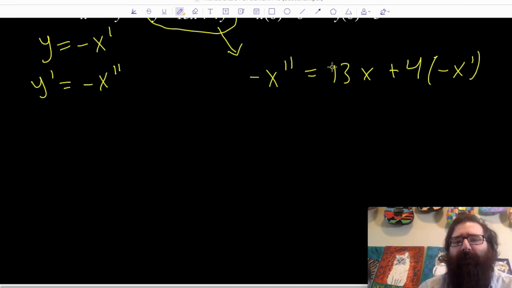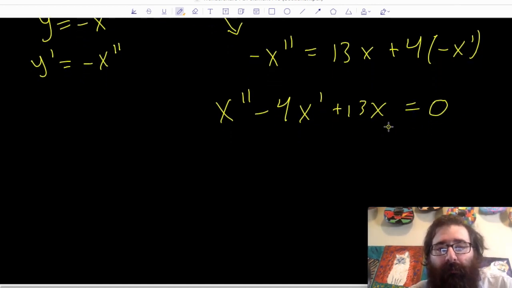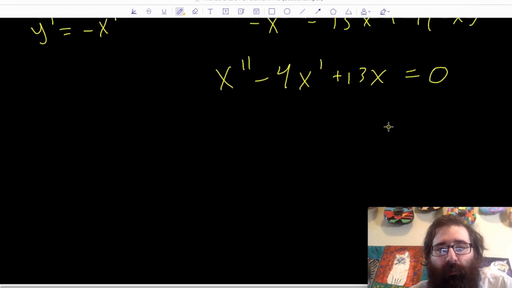If I move that term over, it's going to be positive x double prime. I'm going to write x prime next, which is a negative 4x prime, and it stays on that side. And the 13x is already there as well. And now this is equal to 0. So I think it looks good. This looks like the appropriate homogeneous differential equation I would want to work with.